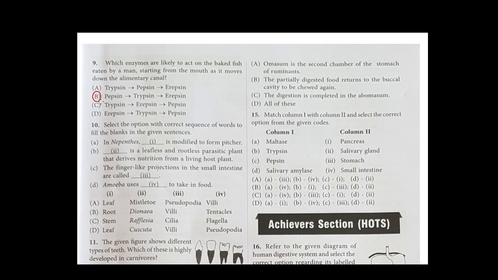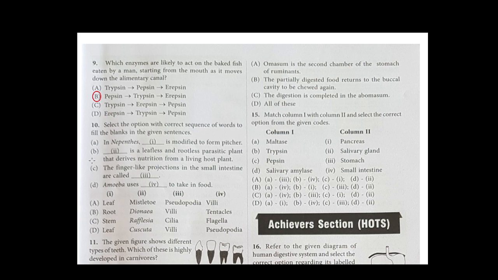Why? Because the baked fish consists of proteins. The stomach releases pepsin, which breaks them down into smaller fragments called peptones, and pancreatic juice contains trypsin, which breaks down the proteins. And further erepsin, which is present in the intestinal juice, breaks down peptides into amino acids. So B will be the correct option.